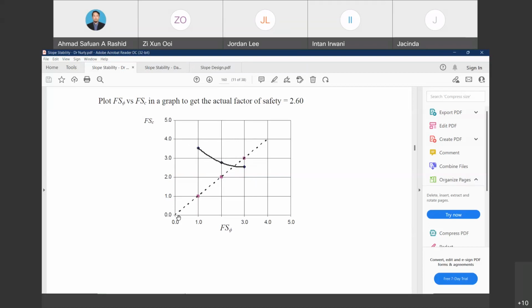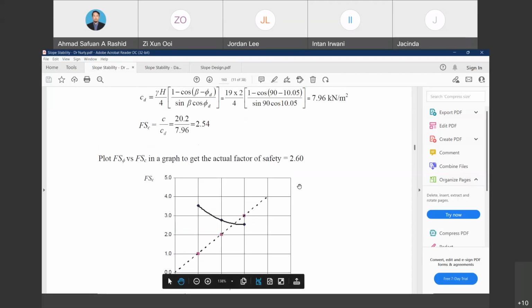So the next step is to draw a line of equality. This means FSC1 equals FSV1, FSC2 equals FSV2, FSC3 equals FSV3. So draw this line of equality. The intersection between the relationship that we have produced and the line of equality is the value for the factor of safety. So for this case, the factor of safety is equal to 2.6, based on this approach.